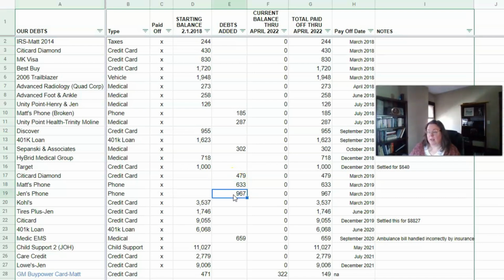My phone at the time, I had bought a brand new, like this is the first time I've ever done this. As soon as it was released, I bought a Samsung Galaxy Note 9 and it was over $1,000. It was down to $967 at the time that we paid it off. So I had it paid off within 6 months and I still have that phone. So I've had that phone for 3.5 years.